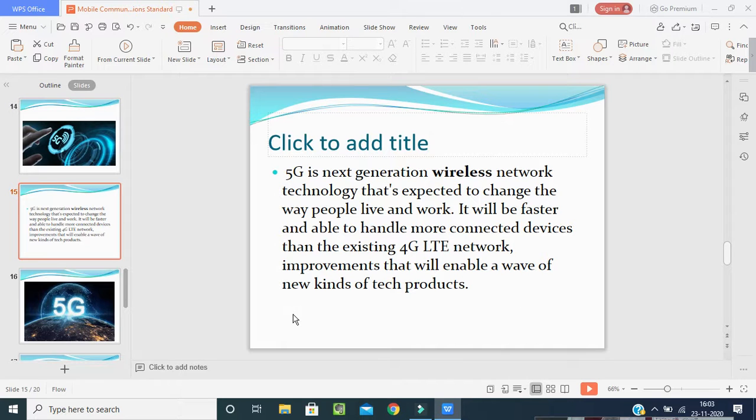Now 5G is the next generation wireless network technology that is expected to change the way people live and work. That means it is going to change people's lives and their work. It will be faster and able to handle more connected devices than the existing 4G LTE networks, an improvement that will enable a wave of new kinds of tech products.